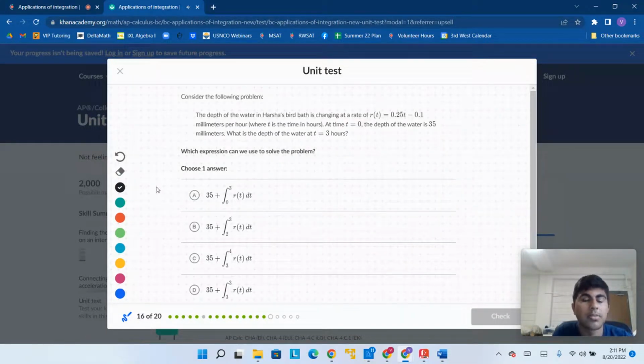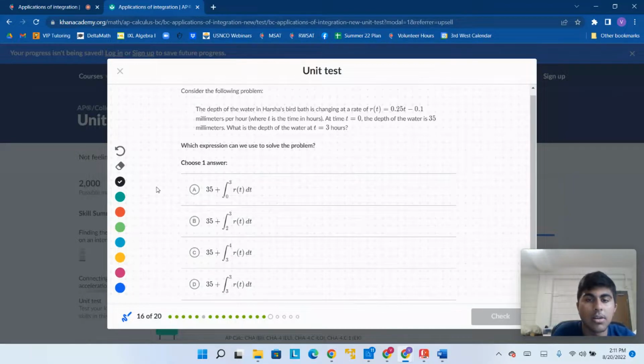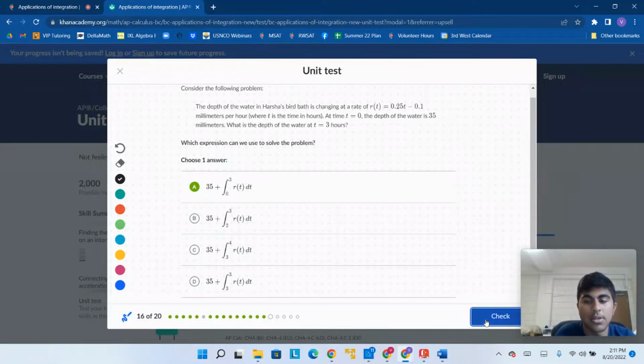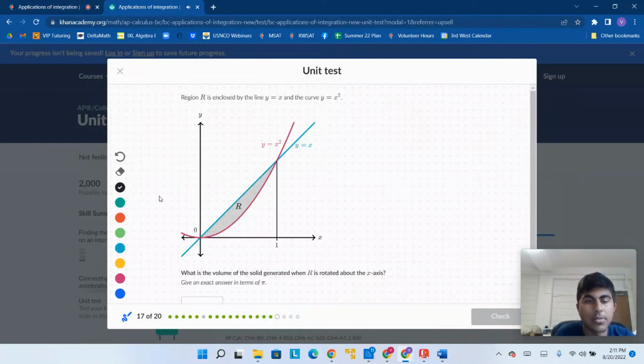Consider the following problem. The depth of the water in Harsha's birdbath is changing at a rate of r of t equals 0.5t minus 0.1 millimeters per hour, where t is a time in hours. At time t equals 0, the depth of the water is 35 millimeters. What is the depth of the water at time t equals 3 hours? What expression can we use? Well, accumulation again, 0 to 3. Right? At time t equals 0, time t equals 3, so 0 to 3 of r of t plus the 35. So that's our answer. And we can keep going.